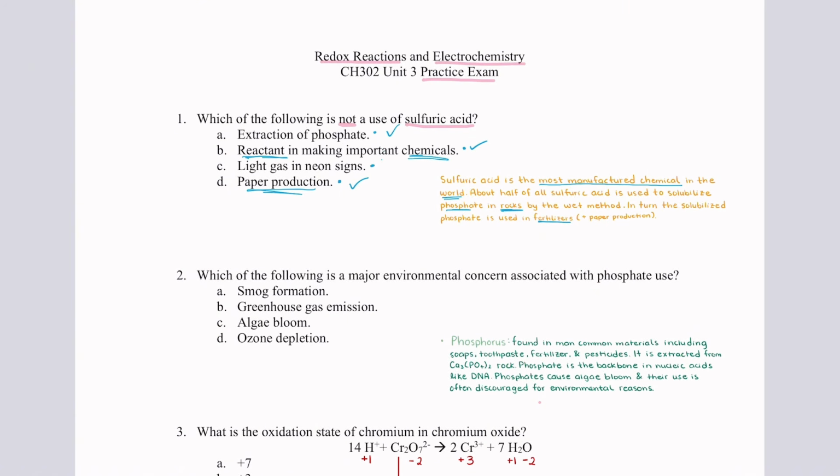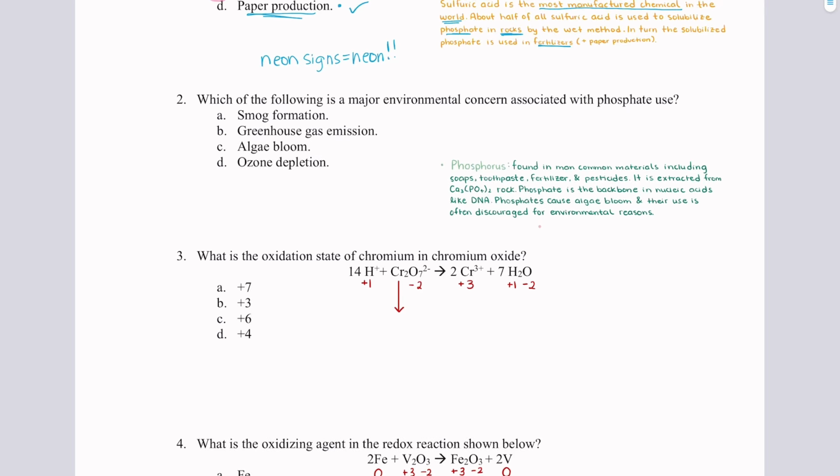Neon signs, however, are completely different. The glowing gas inside neon signs is not sulfuric acid at all. It's neon gas itself, which is a noble gas. Neon glows when it's excited by an electric current, and sulfuric acid doesn't play any role in producing that light. Therefore, the only option that's not a use of sulfuric acid is light gas in neon signs, which makes the correct answer C.